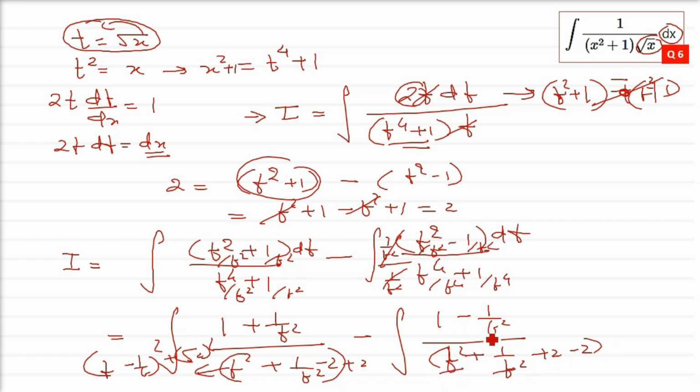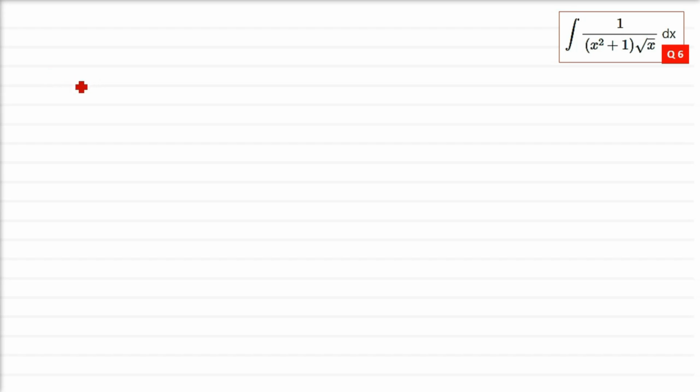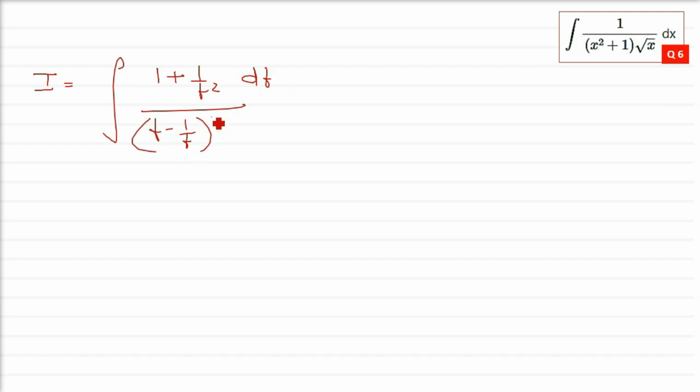For the second term, we need t plus 1 by t square in the denominator. So we'll utilize first 3 terms, t plus 1 by t whole square. The other term which is left is negative 2. You can write it as negative root 2 whole square. So the conclusion we draw from the different things we have done, the final thing is 1 plus 1 by t square dt. In the denominator, we can write it as t minus 1 by t whole square plus root 2 whole square.